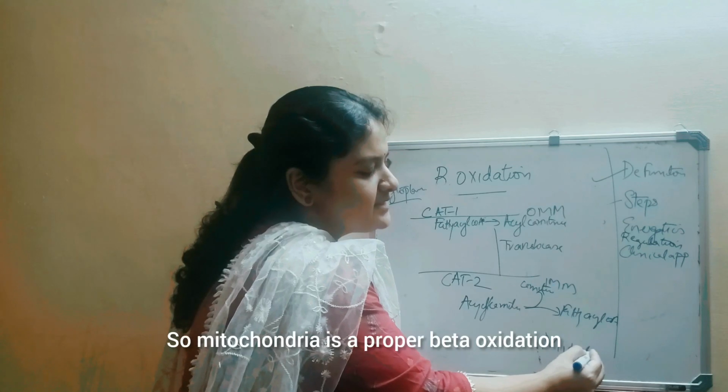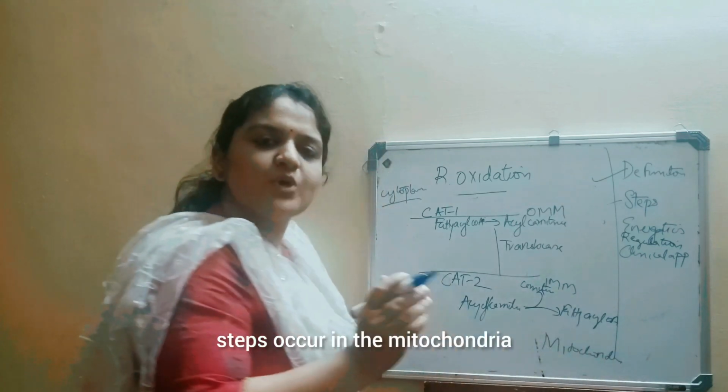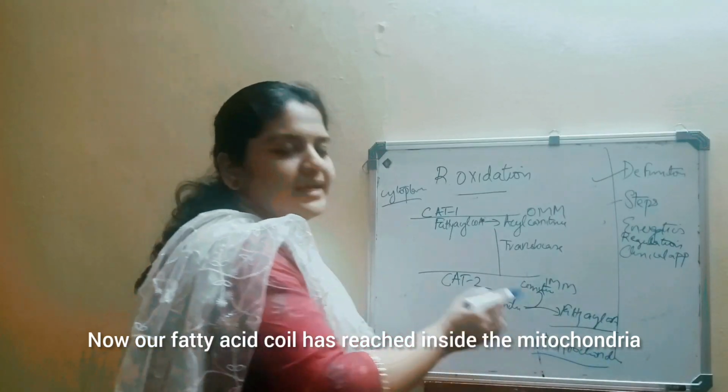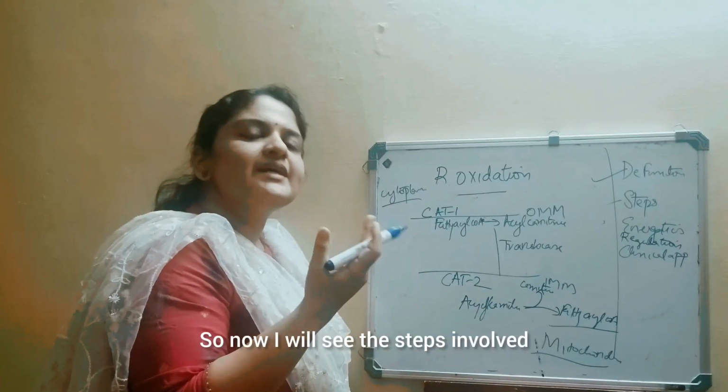The proper beta oxidation steps occur in the mitochondria. Now our fatty acyl CoA has reached inside the mitochondria. So now we will see the steps involved.